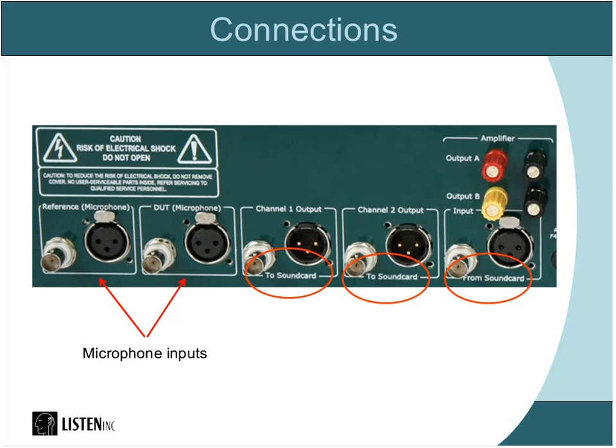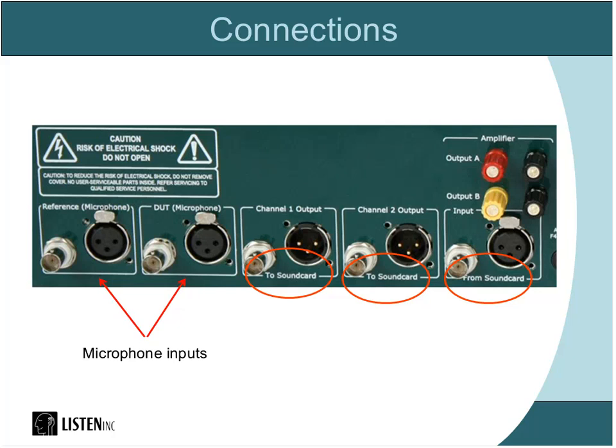The next three jacks next to that are only on the standard AmpConnect, not the ISC version. These are the three cables that will run back to your sound card. AmpConnect has two outputs, which I'll show you in a second, can be configured to send whatever signal you like. And so we have two cables that will run from AmpConnect back to the sound card to send the signals in. And the third connection over on the side is the input. That's the cable will run from the sound card to AmpConnect.